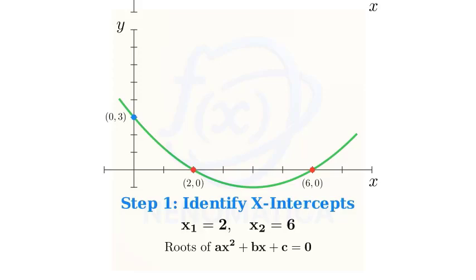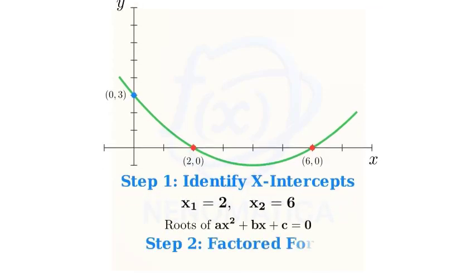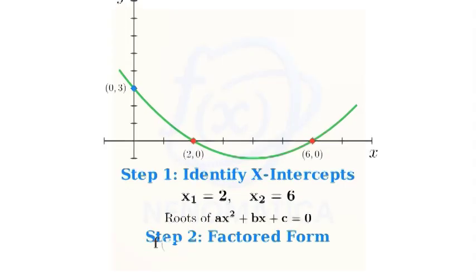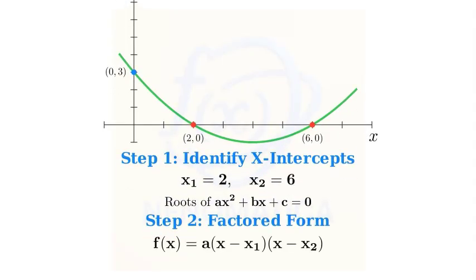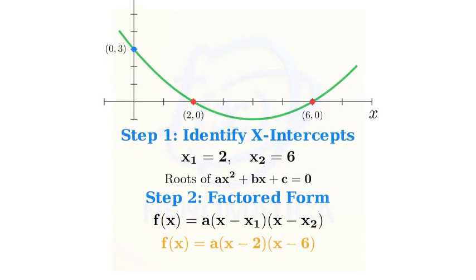Any quadratic with simple roots x sub 1 and x sub 2 can be written as f of x equals a times x minus x sub 1 times x minus x sub 2. Now substitute x sub 1 equals 2 and x sub 2 equals 6. Step 3. Use the point 0, 3 to solve for a.